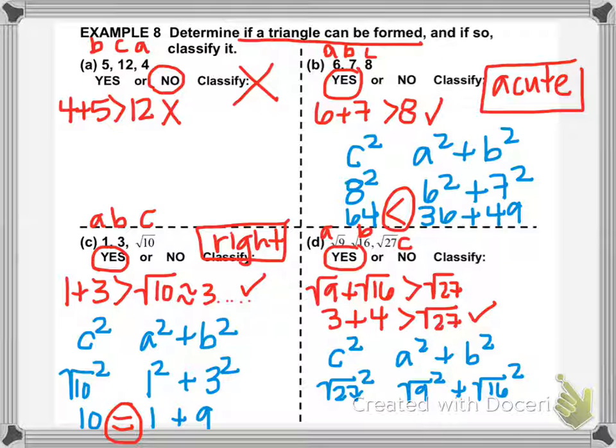They undo each other. So square root of 27 squared is just 27. Square root of 9 squared is just 9. Square root of 16 squared is just 16. 9 plus 16 is 25, and 27 is greater than 25, which means we have an obtuse triangle.